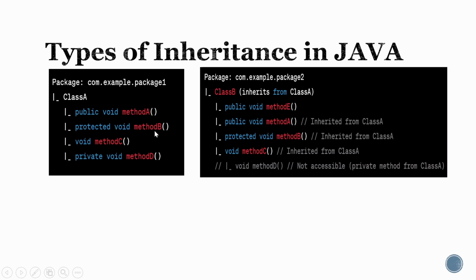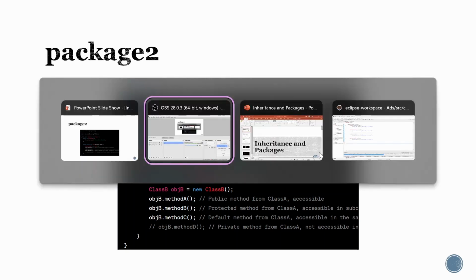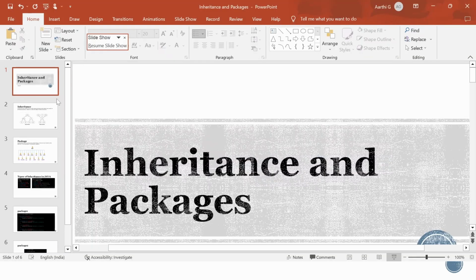Method B is protected, so I will have access because I'm inheriting it, and public means I can access it from anywhere. And then you have private, I won't be able to access it. And then you have void, I won't be able to access it. So I have the same code, and let's go to Eclipse and run and see.